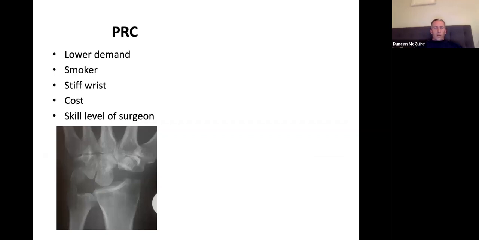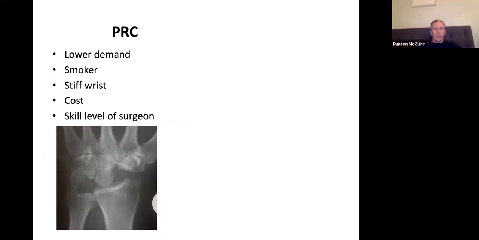So a good algorithm to decide between the two: a PRC you're going to generally reserve for a lower demand patient. Somebody who smokes, with a higher risk of non-union, you would probably prefer to do this. If the patient's got quite a stiff wrist already and you do a midcarpal fusion, that wrist is probably going to get even stiffer, and then they're going to lose the benefit of the motion preserving procedure. So in that case, it would be better off to do a PRC. It's obviously cheaper because there's no hardware issues.